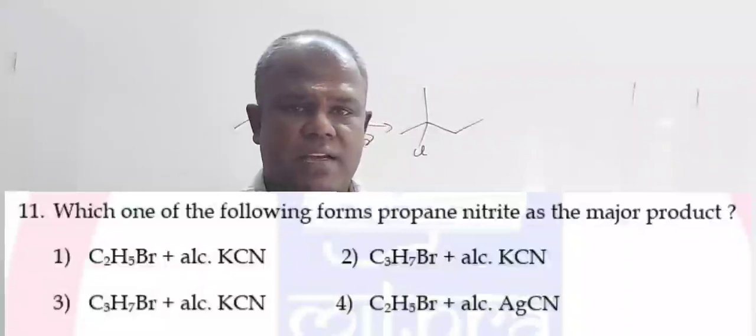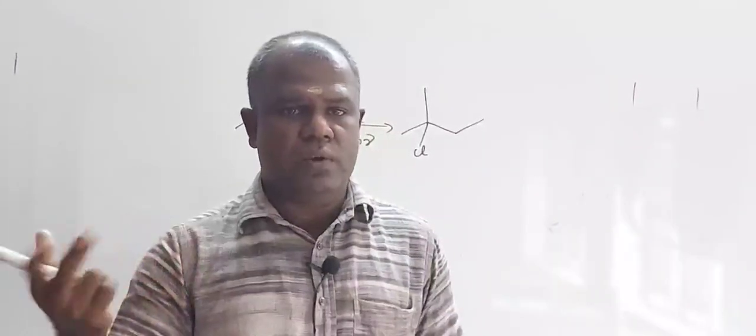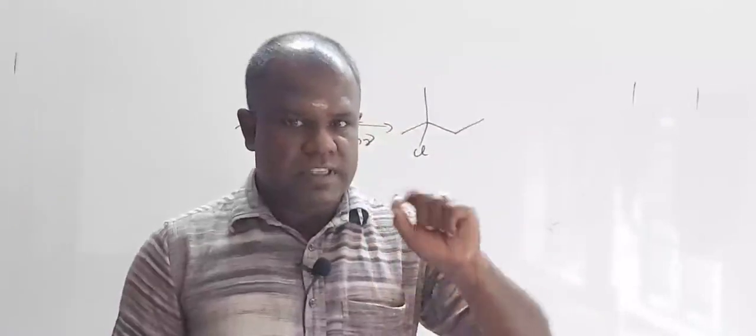CH3CH2Cl is obtained by reacting CH3CH2Br with alcoholic KCN. So the answer is C2H5Br plus alcoholic KCN. You have to count the carbon of the cyanide group also, so that it becomes propane nitrile.